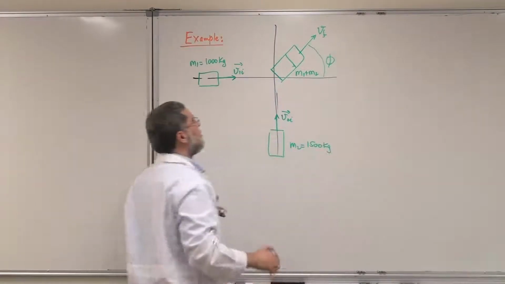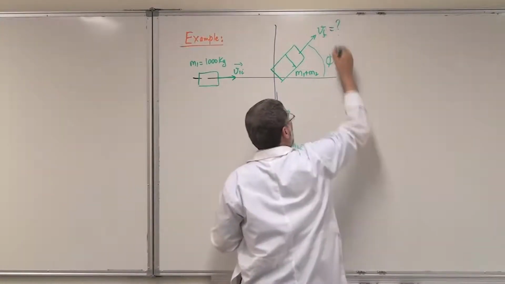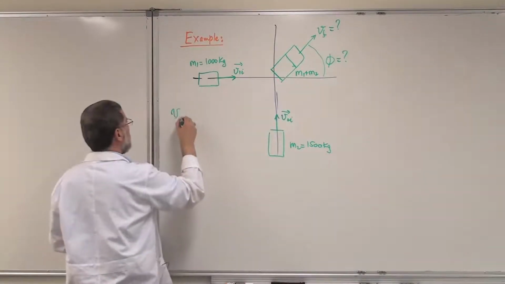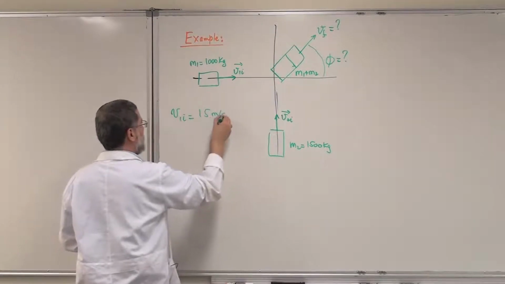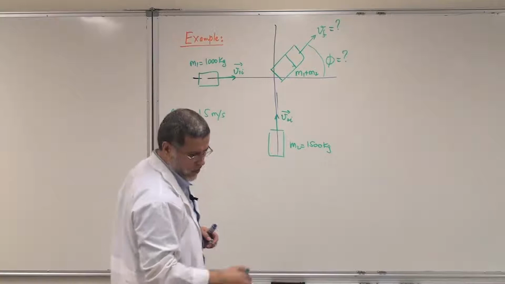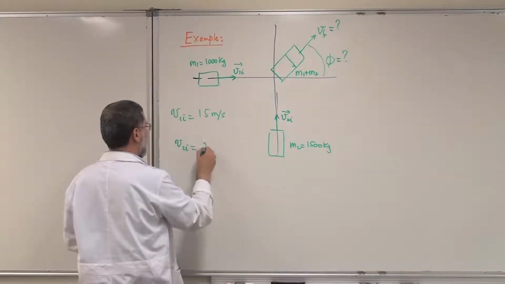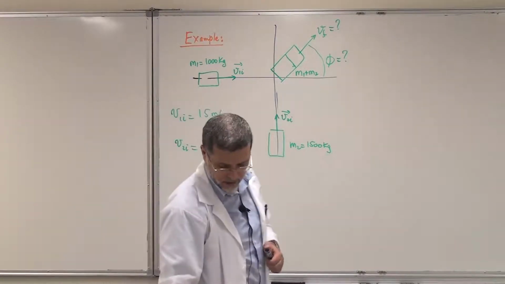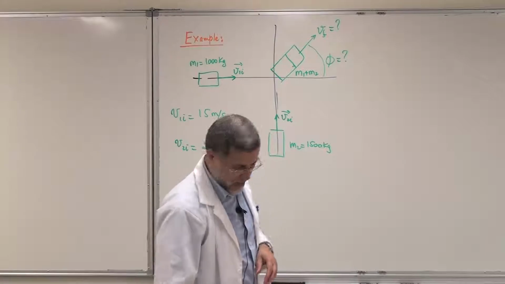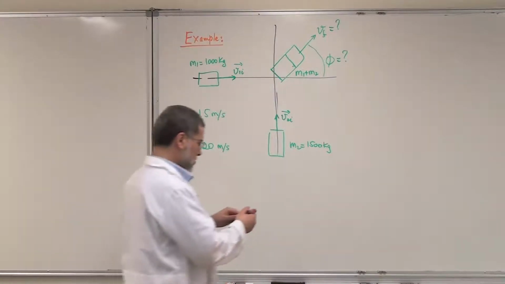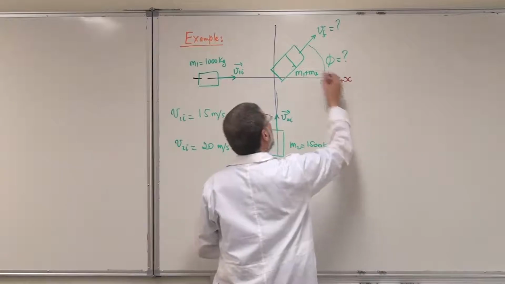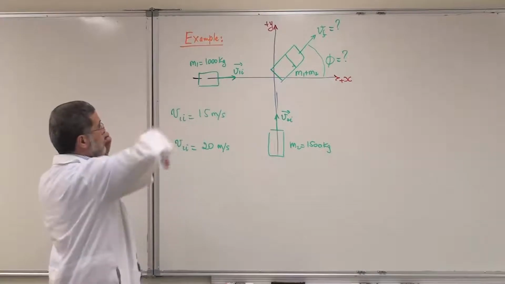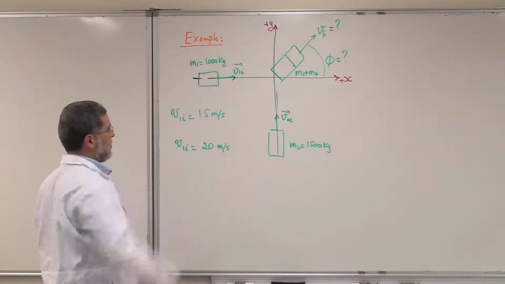angle theta here. So the question is to find v final and the angle phi here. v1 initial is 15 meters per second, and v2 initial is 20 meters per second. So the truck was moving faster than the car, and maybe that's why there was the accident. This is a two-dimensional problem, as you can see. This is my positive x-axis, and this is my positive y-axis. Anything to the right is positive, up is positive, to the left is negative, down is negative.